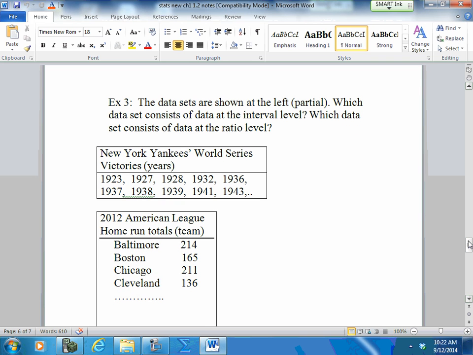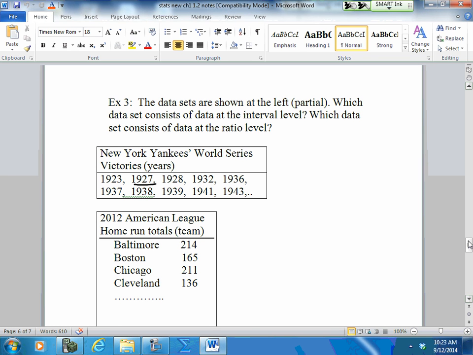Okay, these two data sets. We've got the New York Yankees World Series victories by year, the year that they won. What would you say that is? Okay, it's got some kind of order, but is that the highest level we can go? Interval. Why interval? Because that's showing time, and can we say that 1927 is 4 years after 1923? Right. So ordinal because it has an order to it, but the highest level would be interval. So our answer here is interval.